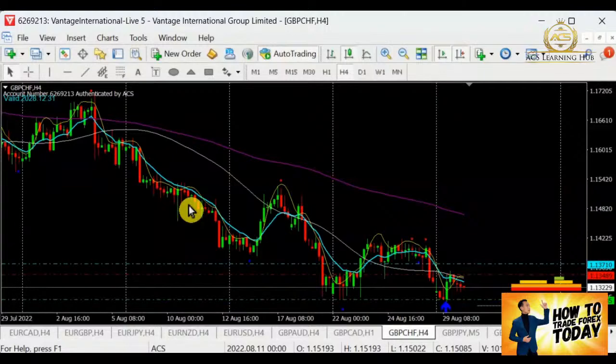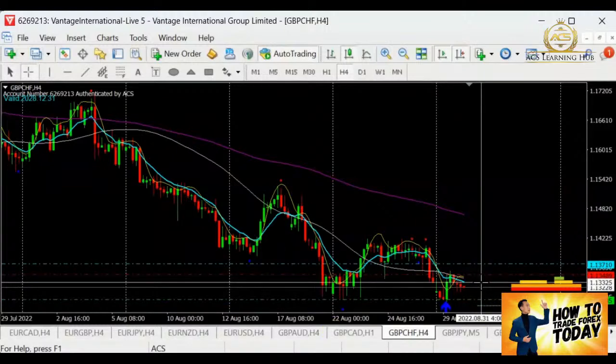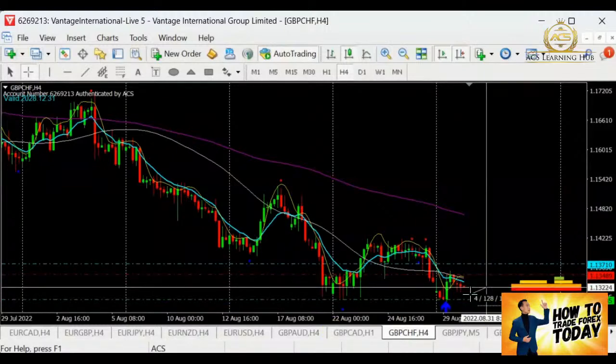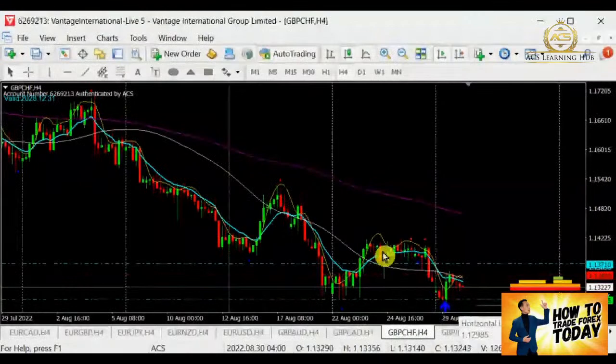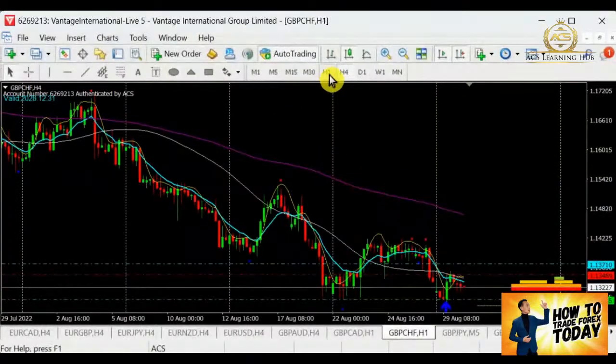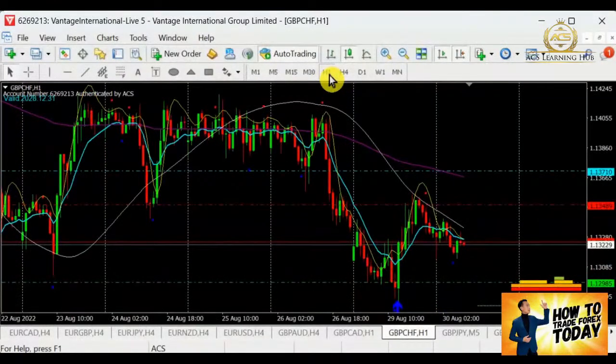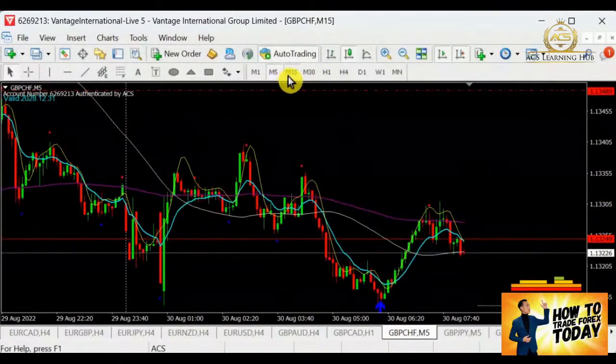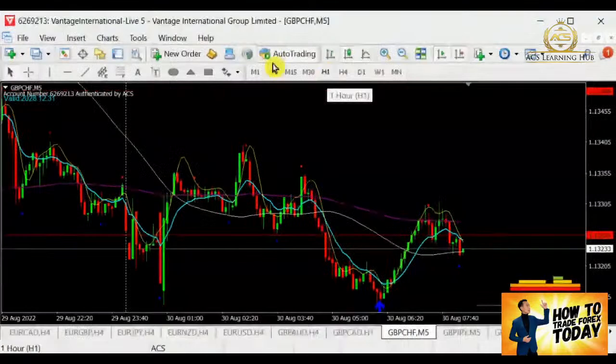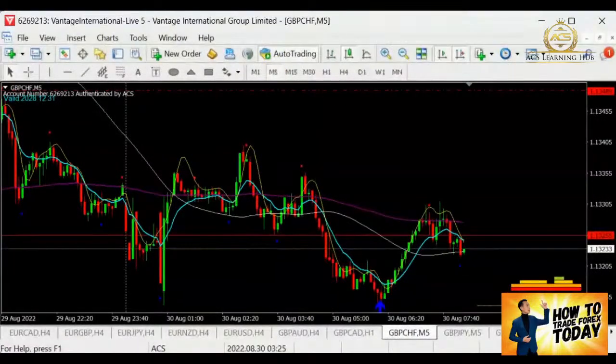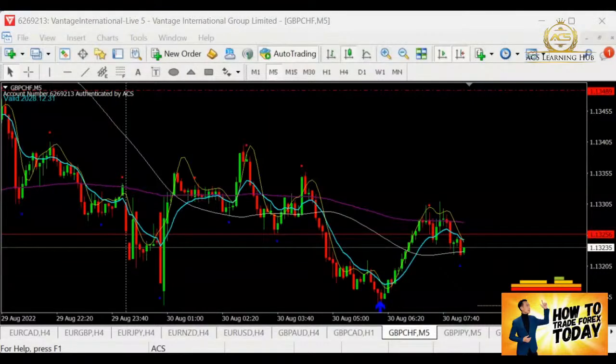For this Pound Franc, I see that we still have a bit of space, about 28 pips. So for Pound Franc, we can still look out for selling, and I see that the selling is actually coming very soon. This one we can take note of, just pay attention to that. I'm going to put Pound Franc into my watch list.